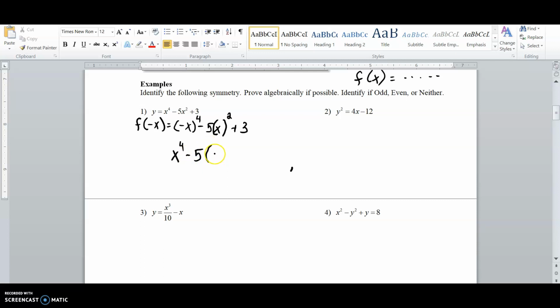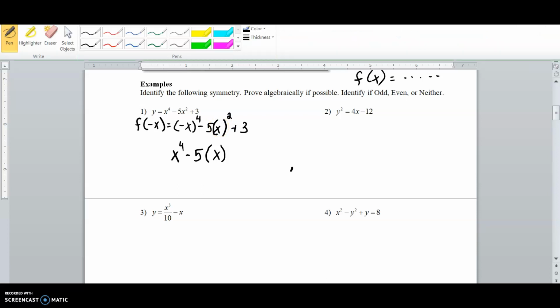5 now x squared. Oh, just realized I forgot my hand here. I forgot a negative sign in here. There we go. Negative x. Sorry about that. But now in this simplification, the x squared is back to being positive because it's an even exponent.